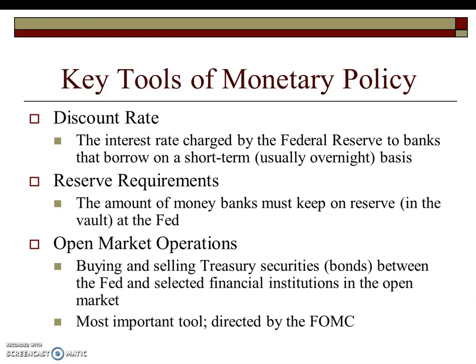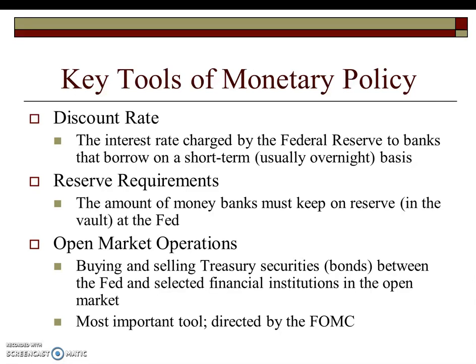Then you have reserve requirements. This is the amount of money banks must keep on reserve, or in the vault at the Fed. So they have to keep a certain percentage of their deposits on the side. Think about Bank of America or the one down here by Kroger. They have a certain amount of deposits in that bank, and all of those deposits add up to a certain total. They take a percentage of that total, and that has to be kept on the side. So if you raise or lower that percentage, that affects how much money the banks can loan.